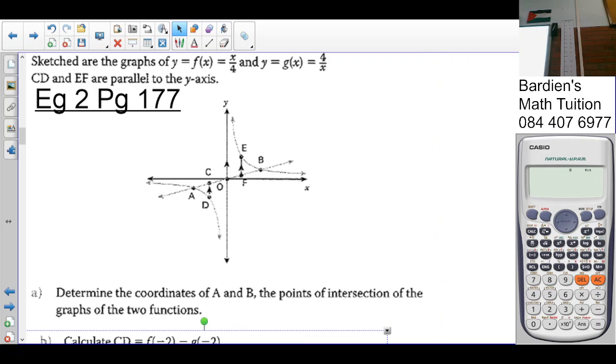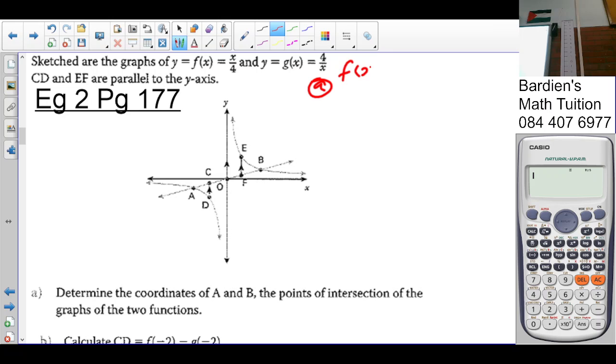Okay. So the question says, determine the coordinates of A and B. There's A and there's B. The points of intersection of the graphs of the two functions. How do you work out the points of intersection? So the two graphs equal to each other. So f of x is equal to g of x. F of x is x over 4, g of x is 4 over x. Okay, so solve this for me quickly.